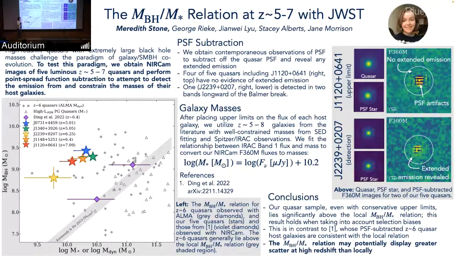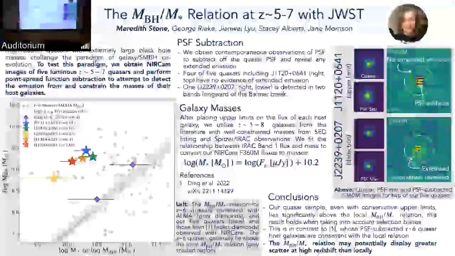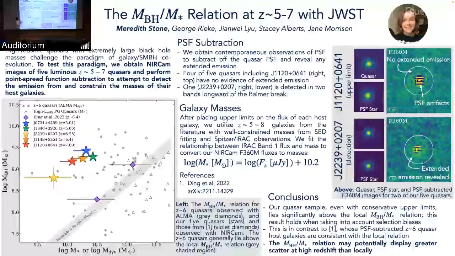So far, it really seems like they're all lying away from the Magorrian relation. And while this isn't necessarily the greatest sample to say absolutely the Magorrian relation evolves with cosmic time, I do think it's safe to say at this point that it exhibits greater scatter than it does locally, which just on its own is super fascinating, and has really interesting implications for the growth of supermassive black holes and their host galaxies early in the universe. Thanks so much.